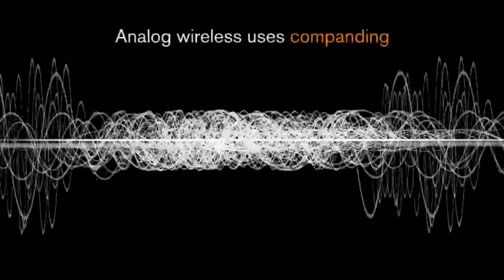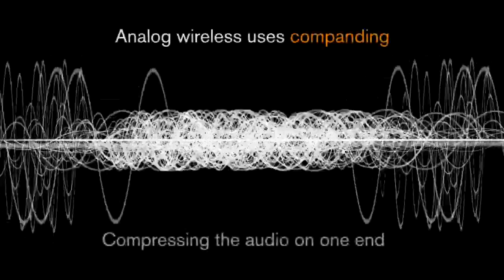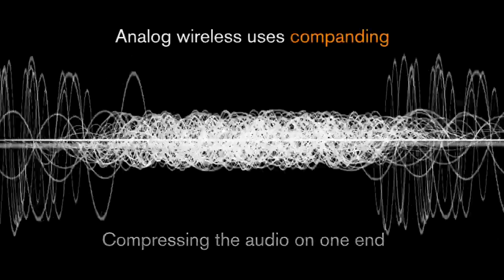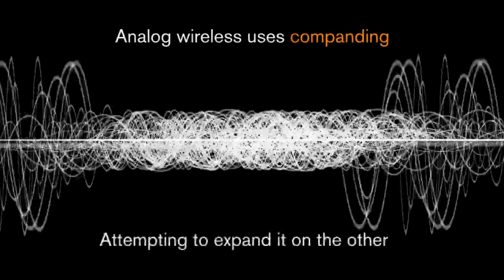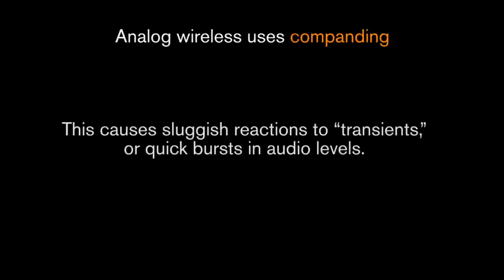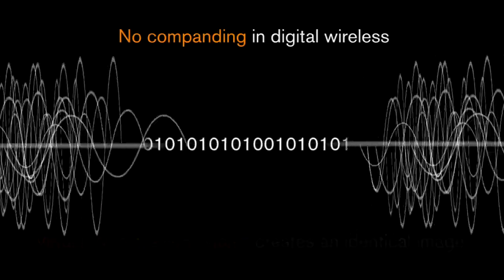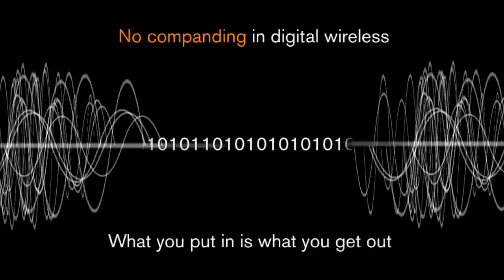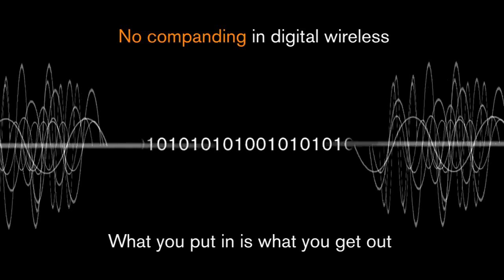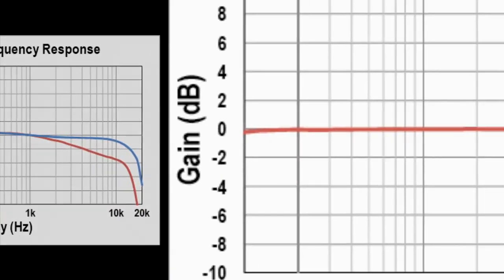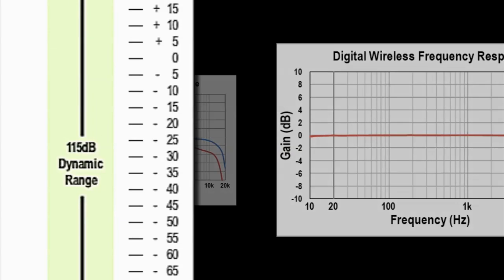Analog wireless systems are compelled to use companding to transmit, essentially compressing the audio on one end and attempting to restore it on the other. This creates muffled response and reduces the ability of the system to react to quick bursts in audio levels. There's no companding in our digital wireless, so the audio arriving at the receiver is identical to the audio going into the transmitter. Because of that, you get full range frequency response, a wide dynamic range, and excellent transient response.